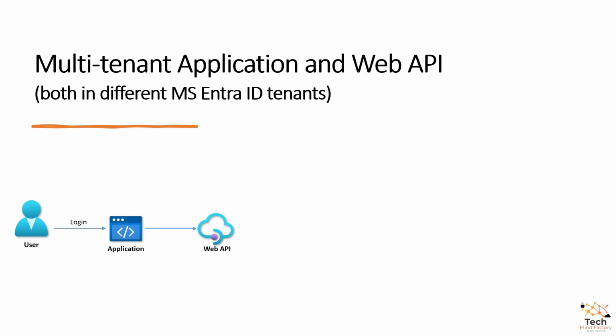Okay, so now we understand how we can register multi-tenant applications in the same tenant, but also there can be a situation, and it's a very rare situation, I'm honest with you, where we have multi-tenant application and web API, but both apps are in different Microsoft Entra ID tenants. And now the rule is quite similar, right? So the only difference is that application and web API, those are registered in different Microsoft Entra ID tenants.